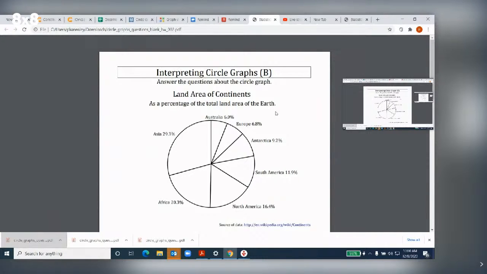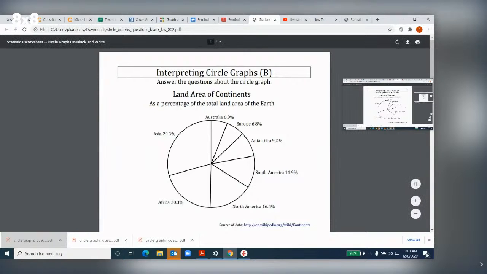So these are the continents, and we can see Asia makes up 29.3%. Africa is 20.3%. North America, 16.4%. South America, 11.9%. Antarctica 9.2, Europe is 6.8, and Australia is 6%. All these added up would equal 100%. So we're just looking at the 7 continents of the world and what percentage of the land each is. If a question asks what is the largest continent, we say Asia, because Asia is 29.3. And the smallest is Australia.